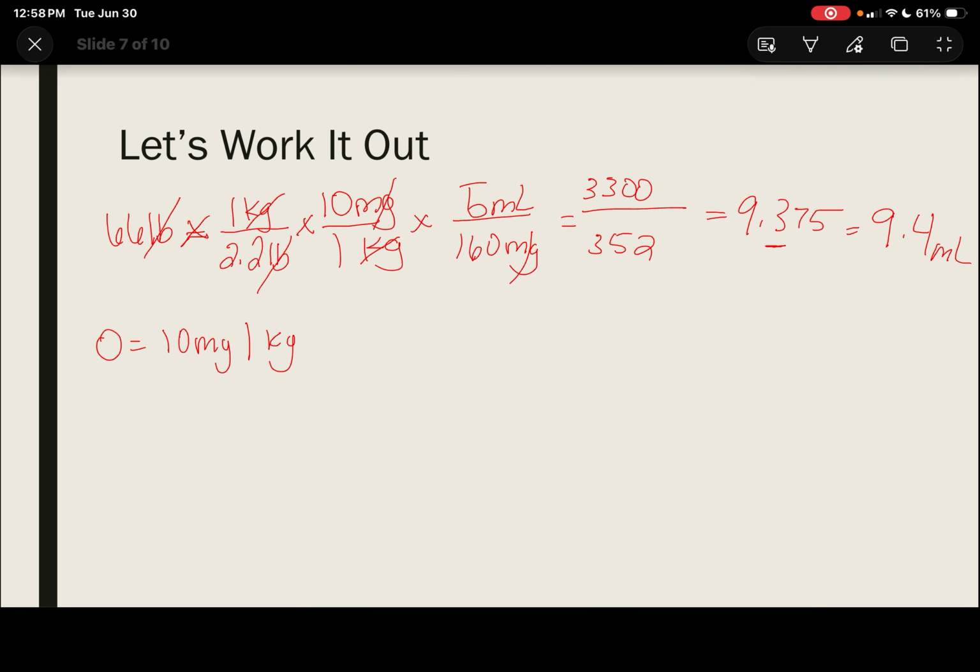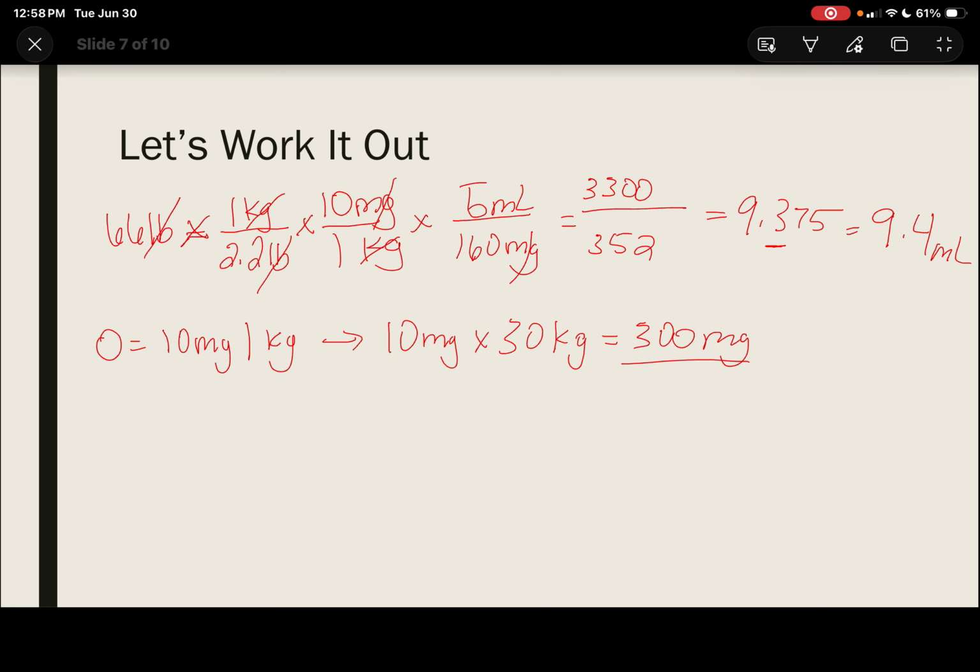So I'm gonna rewrite this. So I have 10 milligrams times 30 kilograms, right? Because I converted their weight. So that gives me 300 milligrams, okay? That's my order. That's my top number. We figured that out now.